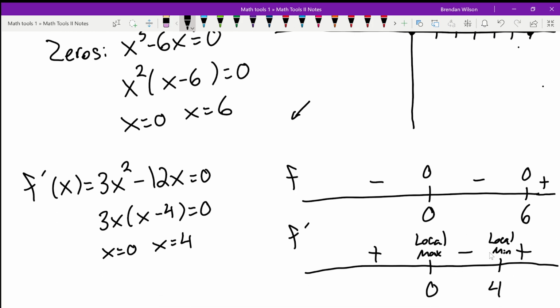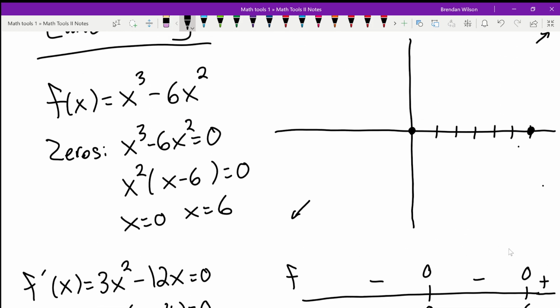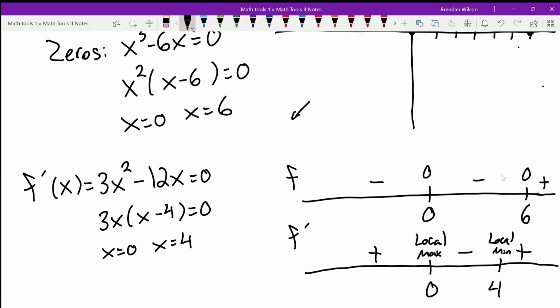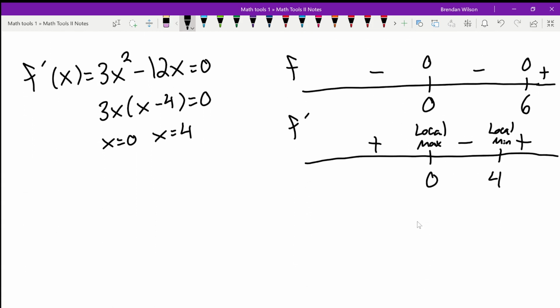But the local min would have been completely invisible, right? I mean, we would have known that there was a turning point at some point, but it would have been impossible to pinpoint exactly where that is without just testing a lot of different values to kind of estimate it.